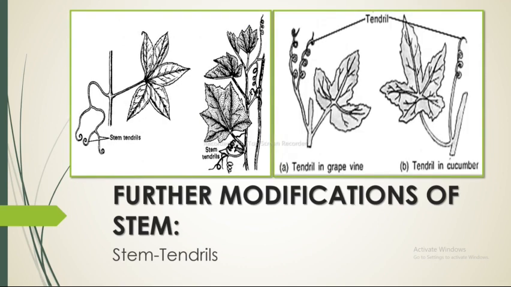Further modifications of stem, these are stem tendrils. In the first figure, these are stem tendrils, and again this is stem tendril. In the second figure, in the first part, you can see this is the tendril in grapevine. These are tendrils. And in the second figure, this is the tendril in cucumber, as shown in the figure.